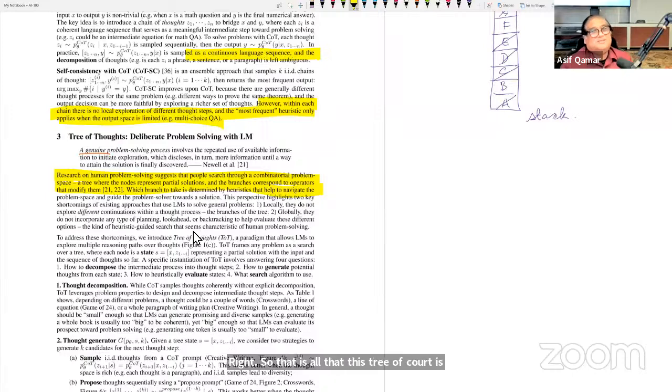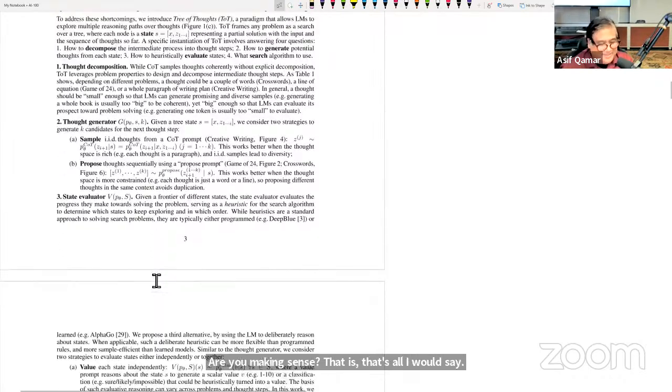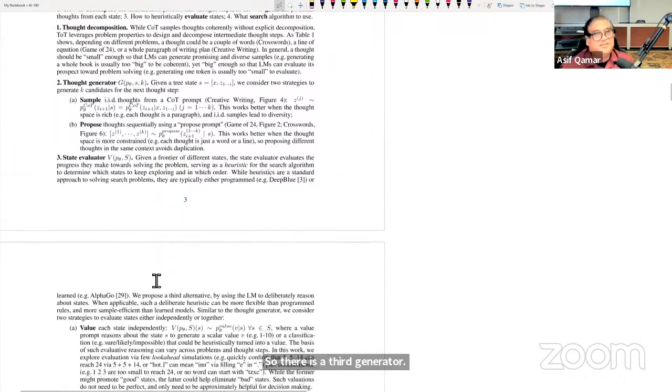And if you think about it, consciously or unconsciously, you do it in real life situations. That is it. Are we making sense? That's all I would say. So there is a thought generator. There is a thought evaluator. Make sense? The generator is the same LLM.